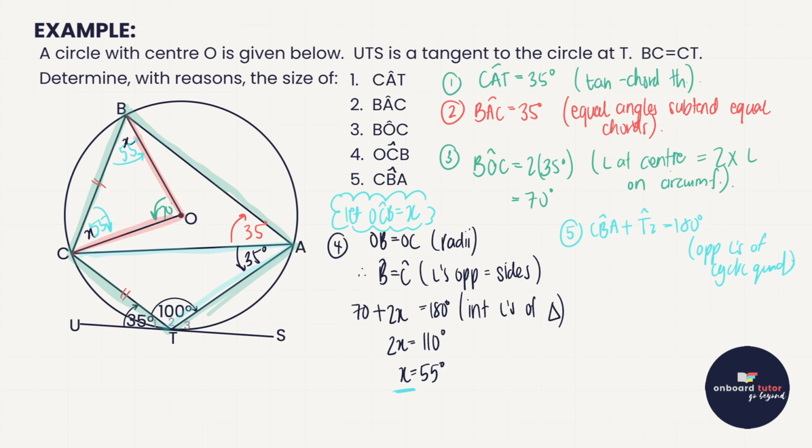Okay, and so now something plus 100 degrees equals 180. So CBA plus 100 equals 180. And so that means angle CBA is equal to 80 degrees.